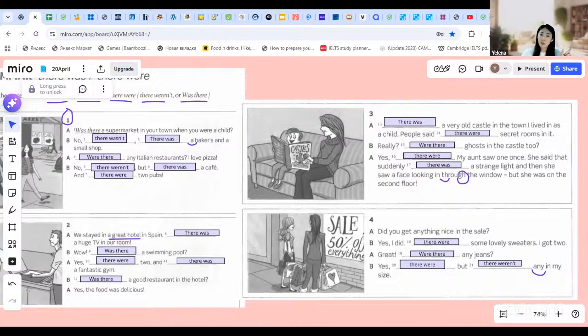Some, if you say some, it means plural, right? Sorry, there were some cinemas. When I was a child, I went to cinemas with my family every month.